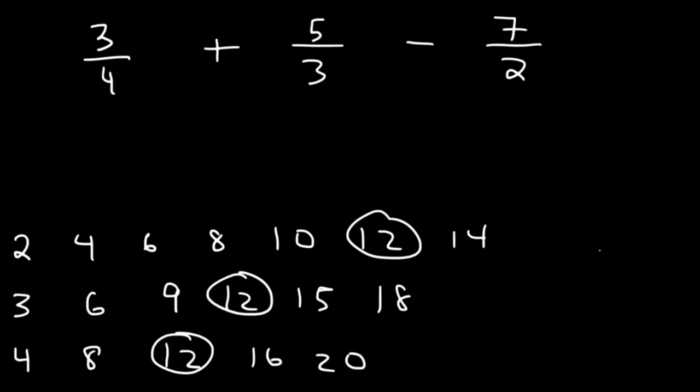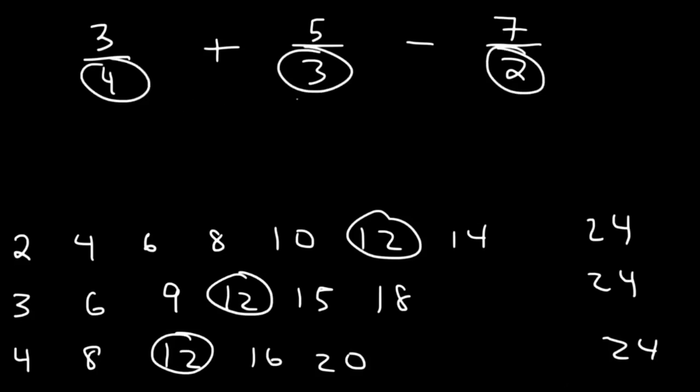Now granted, 24 is also a common multiple, and if you use 24, you can get the right answer. You just have to simplify at the end. So if you're ever unsure about how to find the least common denominator, you can find any common denominator. One simple technique is simply to multiply these three. 4 times 3 times 2 is 24. And you could use 24 and still get the right answer.